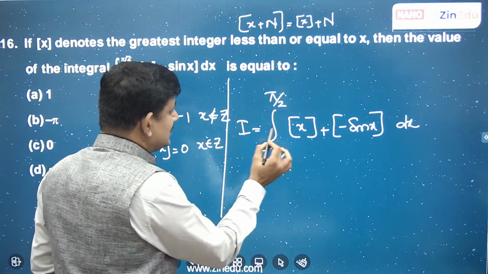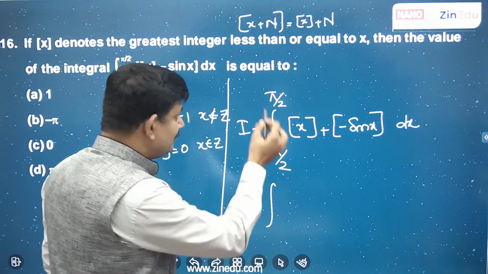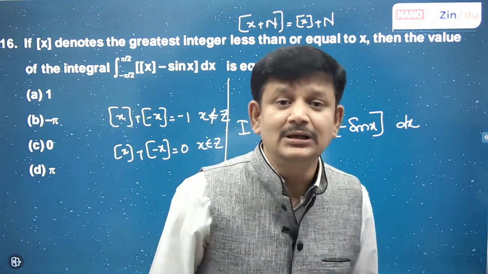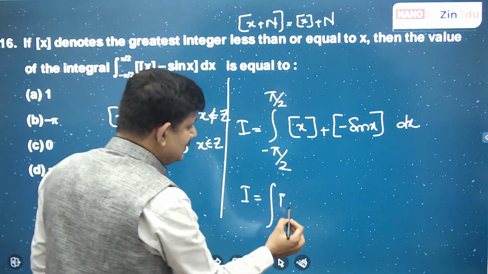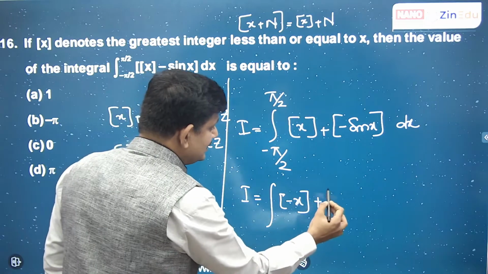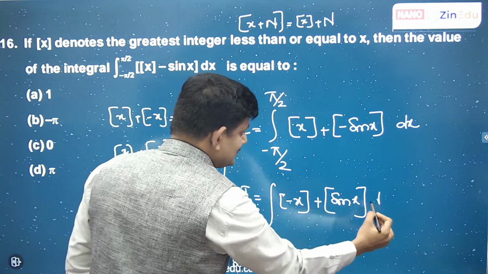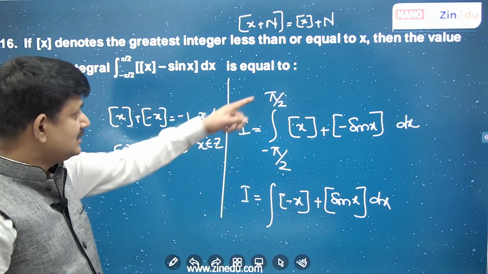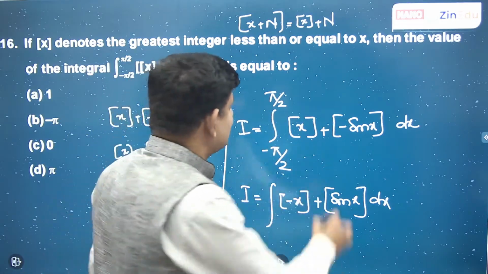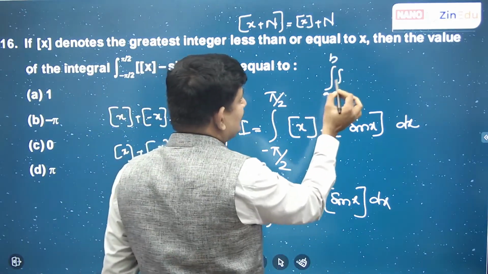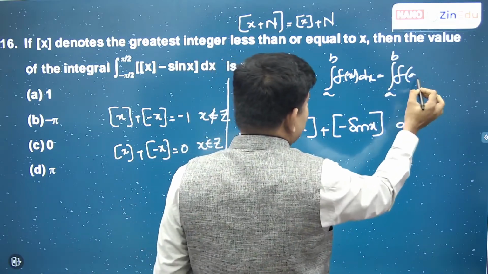So call this integral I. Make use of the property: integral a to b f of x dx is the same as integral a to b f of a plus b minus x dx. Adding these two, you get 0 minus x, integral part of minus x plus integral part of x, times sin x dx. What have I done? Just replaced x with a plus b minus x, which here is minus x. Integral a to b f of x dx is the same as integral a to b f of a plus b minus x.